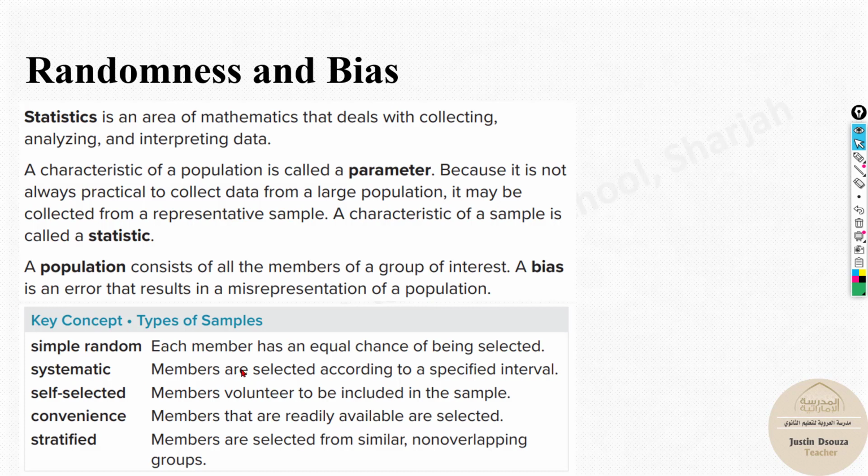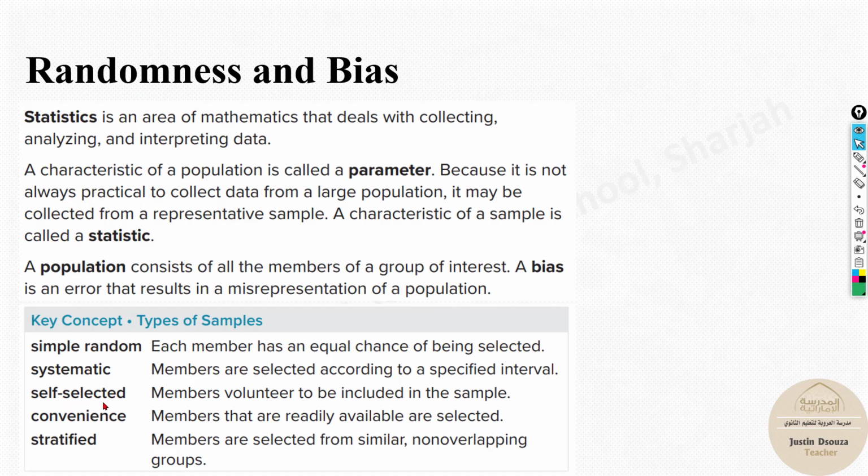Then there is systematic. Imagine there are 100 students to be selected, and that's too many. You need only about 20 or 25. So what you do is say that every fifth student, standing in a random order, will be selected. This is again random itself, but systematic. You're systematically selecting every fifth student, and so about 20 students will be selected.